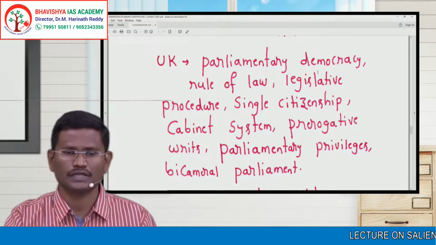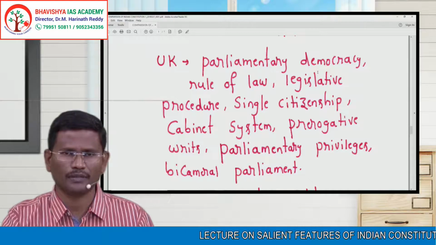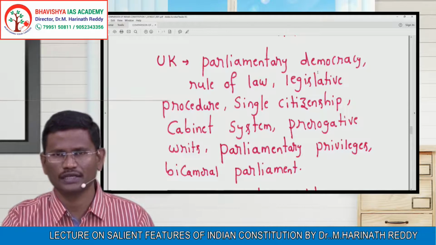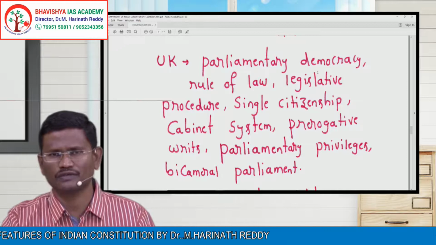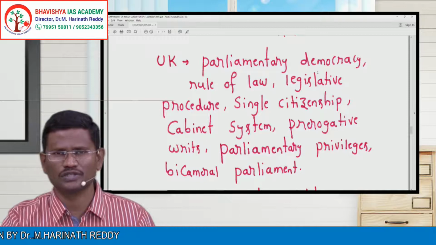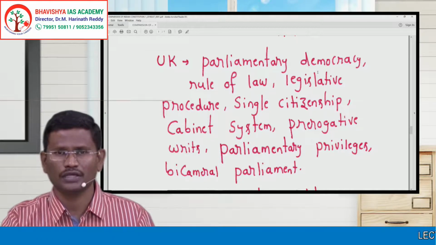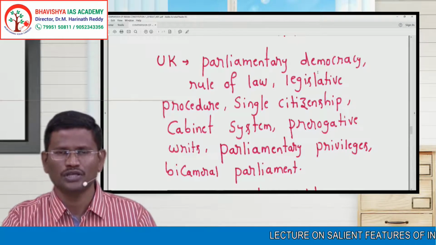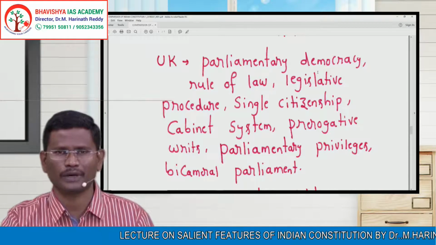Then legislative procedure. Any bill which is introduced in the Indian Parliament will be read 3 times: first reading, second reading, third reading. In the first reading, the general objectives of the bill are read out. In the second reading, the detailed provisions of the bill are discussed, debated and subjected to amendments. In the third reading, it is decided whether the bill will be totally accepted or totally rejected. This is the procedure to be followed when bills are introduced in the parliament.